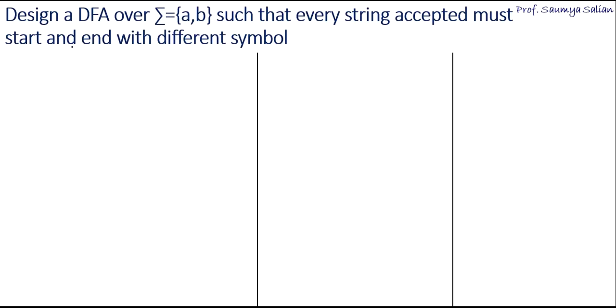Given question: design a DFA over the alphabet set {A, B} such that every string accepted must start and end with different symbol. So let's begin the solution.